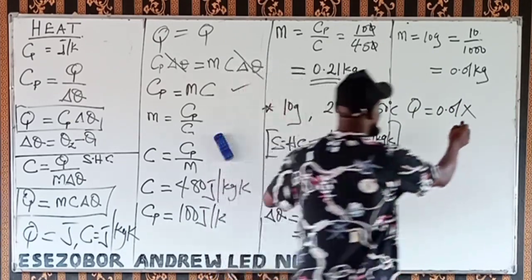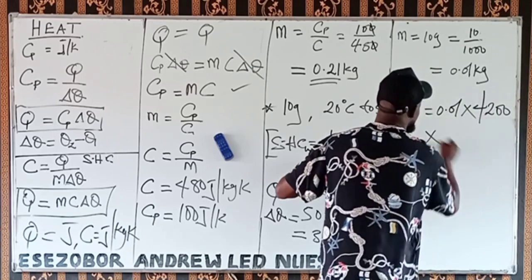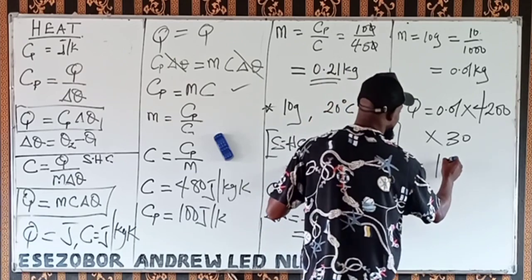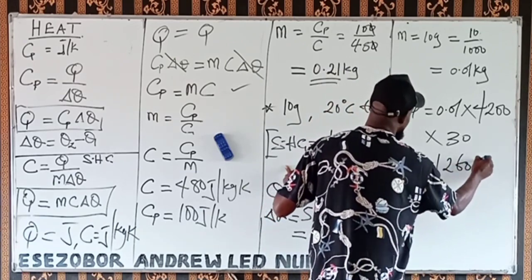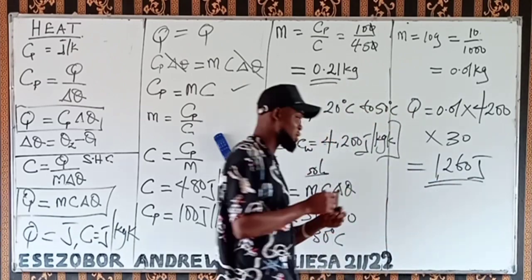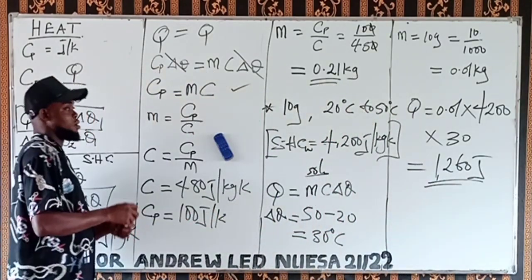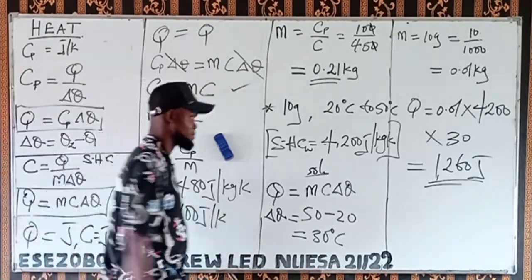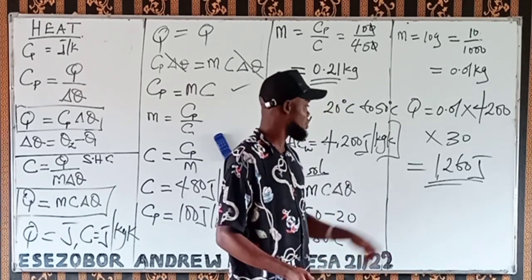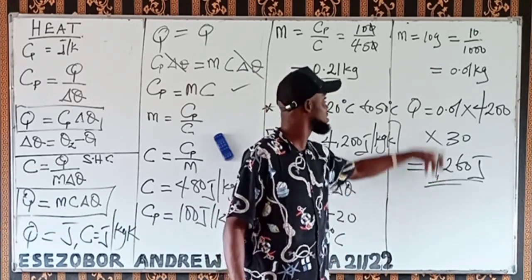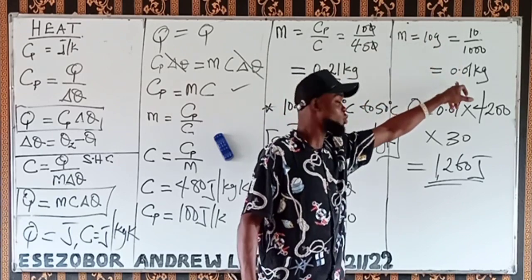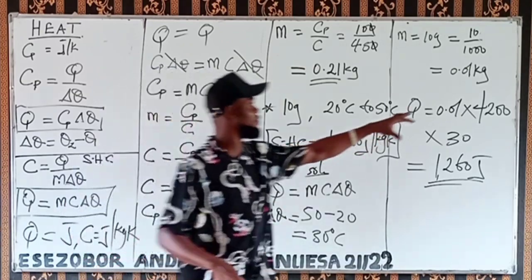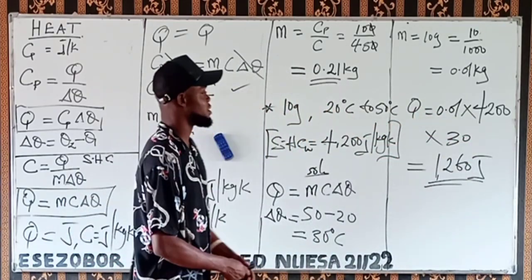So the quantity of heat now will be equal to mass, which is 0.01, times specific heat capacity for water, which we said is 4,200, times change in temperature, which is 30. That's going to give us 1,260 joules. That's what I'm going to have as our quantity of heat. This is the quantity of heat required to raise 10 grams of water from 20 degrees Celsius to 50 degrees Celsius. You can also confirm this in your calculator.